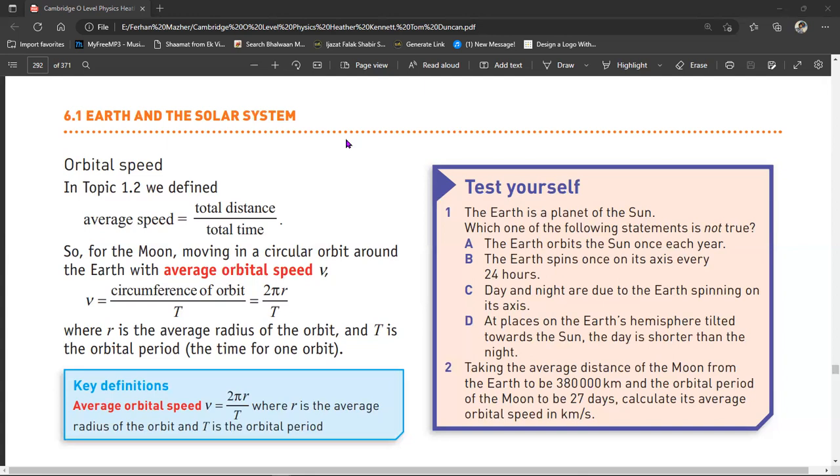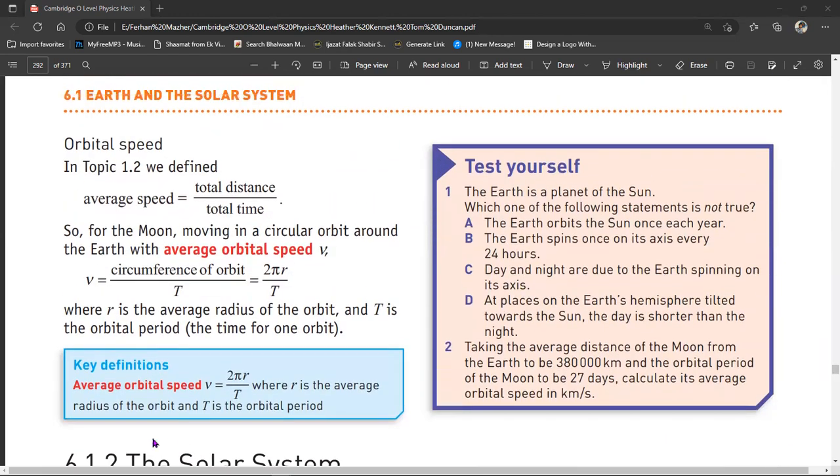So the formula of the orbital speed will be 2 pi r, which is the circumference of the orbit, divided by the time taken to complete that orbit, where r is the average radius of the orbit, which is also equal to the distance between the moon and the Earth, and t is the orbital period, the time for one orbit. Key definitions: average orbital speed v equals 2 pi r divided by t, where r is the average radius of the orbit and t is the orbital period.